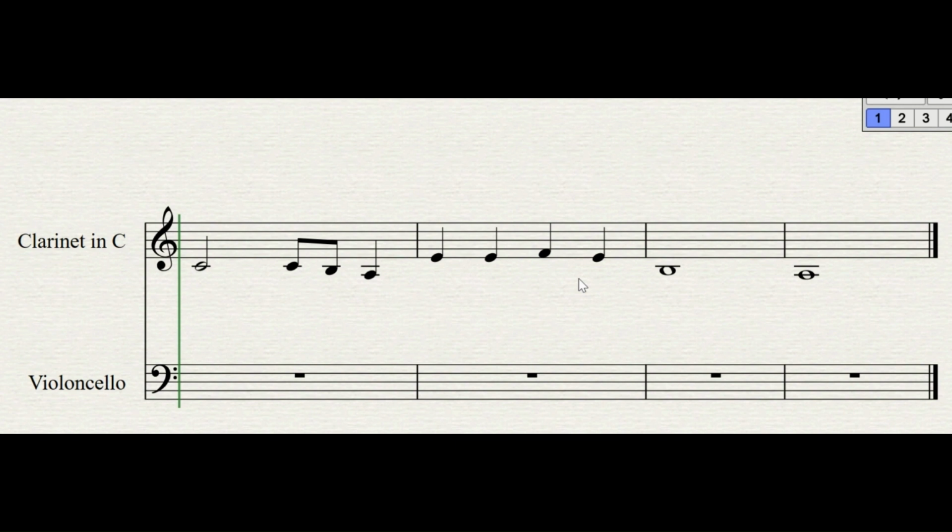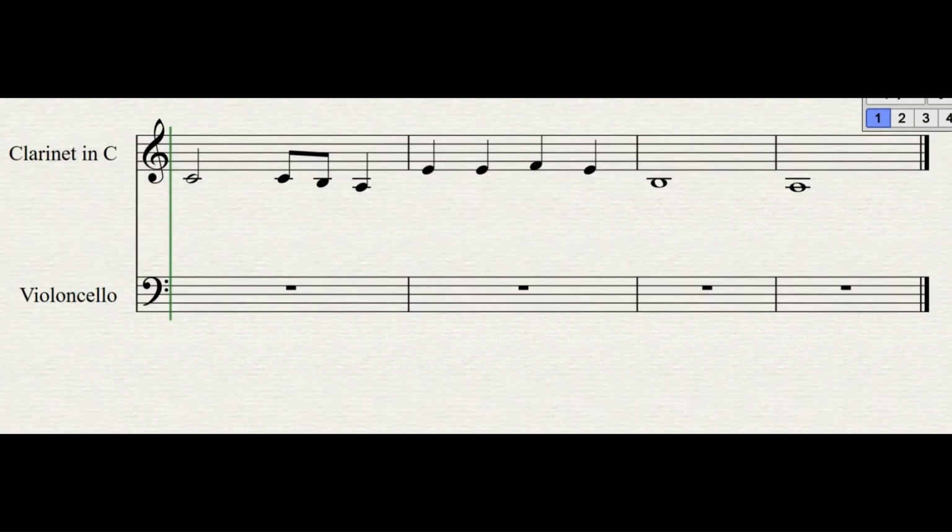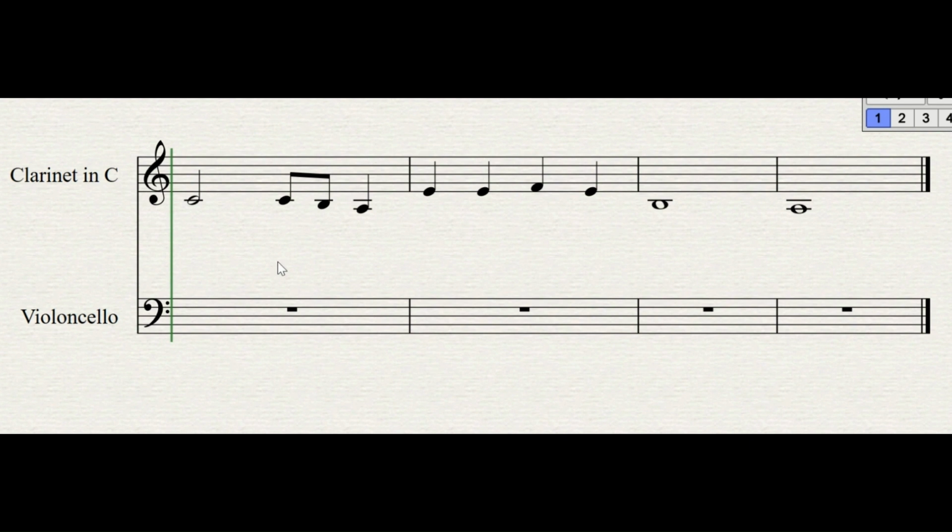Transposing in music is the act of rewriting a song, possibly for another instrument, or changing the key of a song. The example I'm going to show you here is just rewriting a song using the exact same pitches for an instrument that doesn't use the same clef. So here we have a clarinet in C, and the clarinet uses a treble clef, but the cello uses bass clef. So if we want to rewrite this for an instrument that is playing in the bass clef, we simply have to transpose it to the correct clef for that instrument.